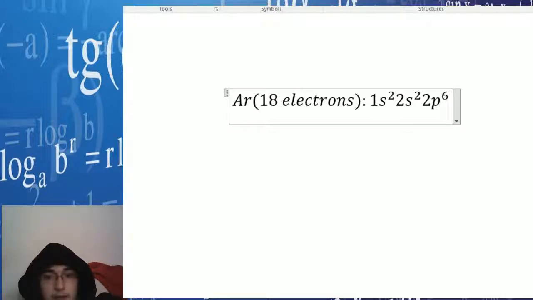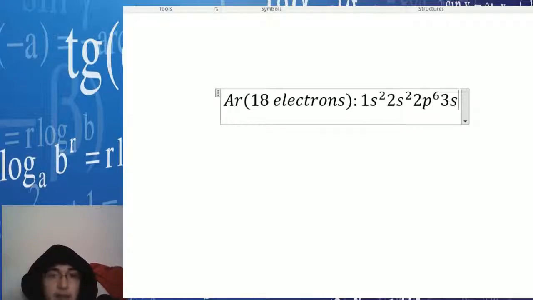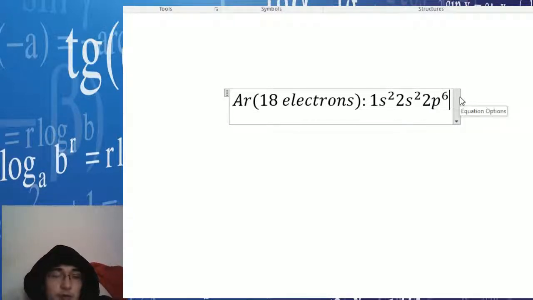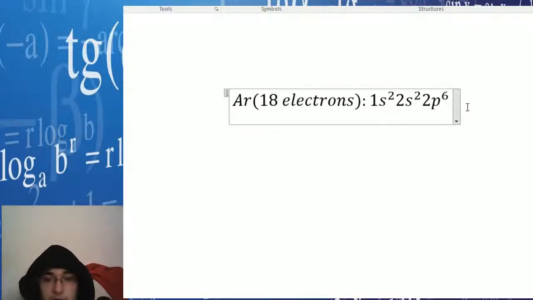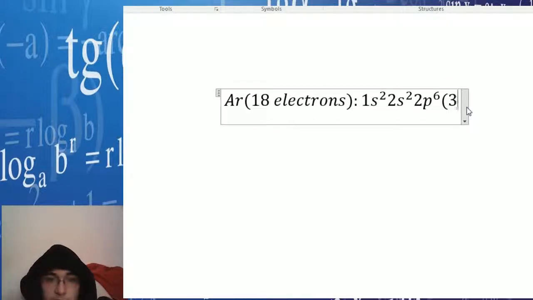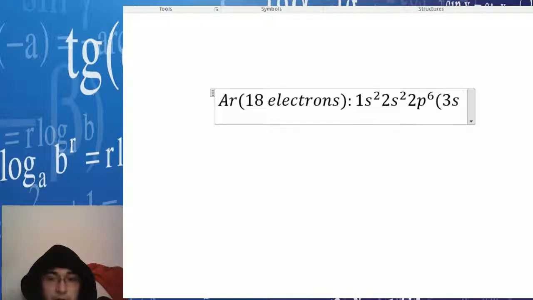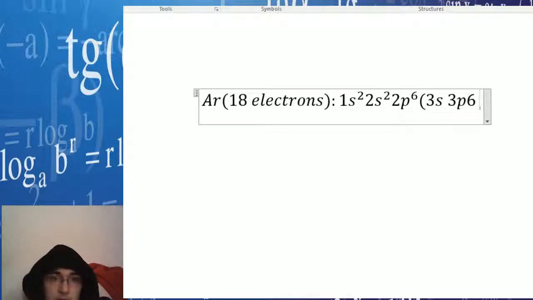Then you have the growing n, so the number 3. Then s, because you come back with n plus L growing. So now with the other principle, the principle of Klechkowski, you have this. You have to place the layer 3s, and you have to place the layer 3p6. Yeah, 3p6.